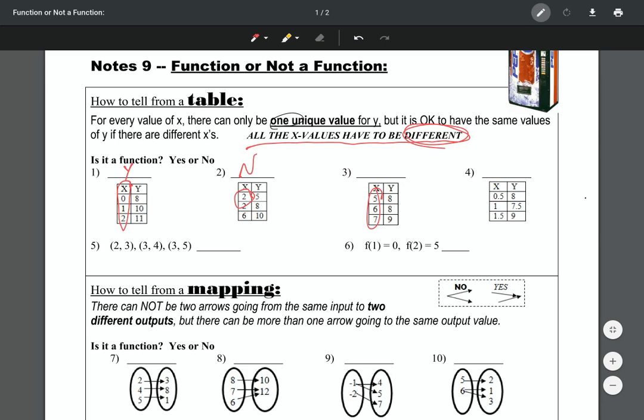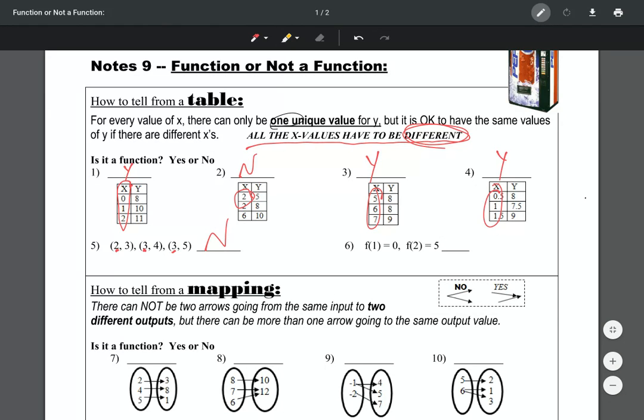Number 3, these are all different. So yes, it's a function. And here, these are all different. So yes, it's a function. And then let's look. We've got a 2, we've got a 3, and we've got a 3. So this is not a function.